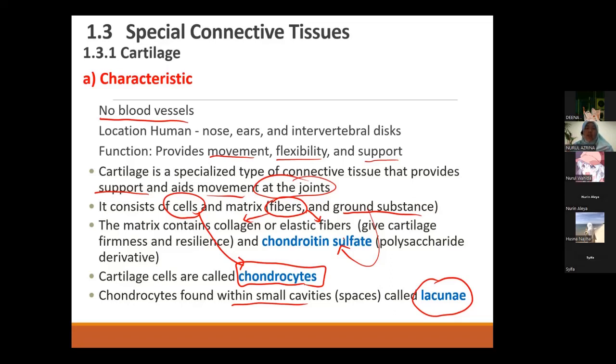That is why, if we look at advertisements related to joint pain and whatnot, usually the product must have chondroitin sulfate, right? Because chondroitin sulfate nourishes the cartilage. The chondrocyte secretes collagen fiber and also chondroitin sulfate. So you can see the cell itself helps to secrete the collagen fiber and also chondroitin sulfate.